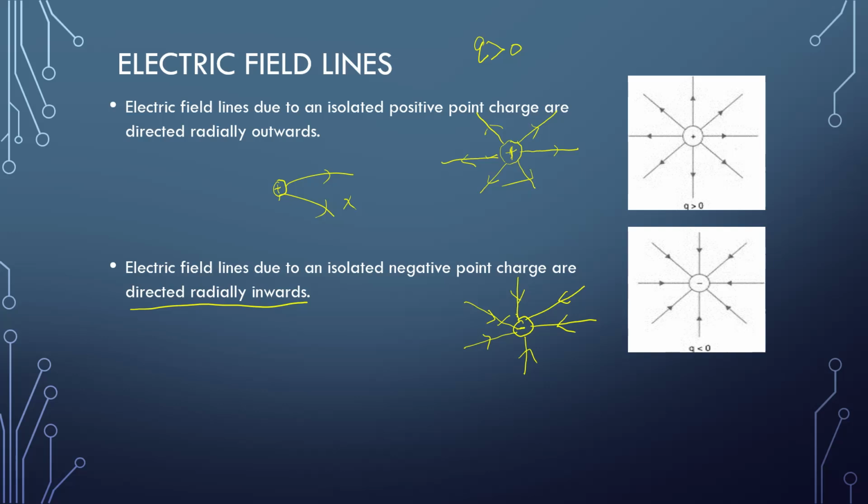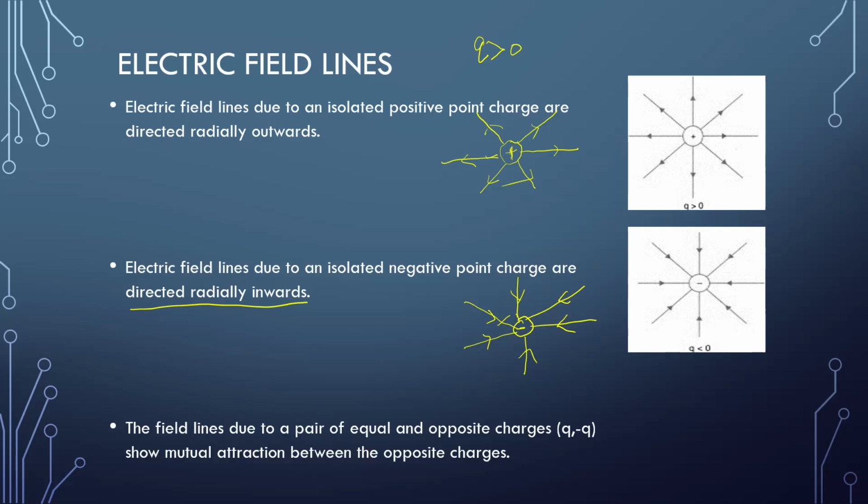This is a wrong way of depiction of field lines due to an isolated positive point charge. If you bend them, then it shows that there is some other charge in its vicinity because of which the field lines are going in this manner. So this is a wrong way of depiction of field lines due to an isolated positive point charge. You should not be doing it in this manner. Similarly, due to an isolated negative point charge also, you should be drawing straight lines and they are directed radially inwards. They start from infinity and end at the negative charge.